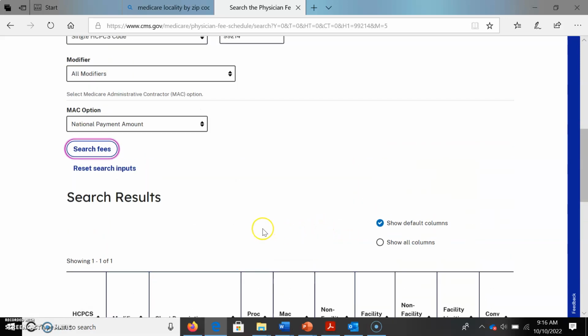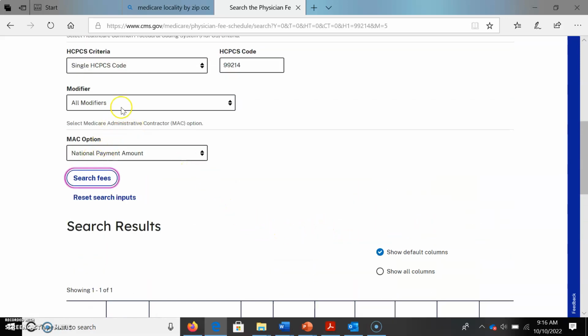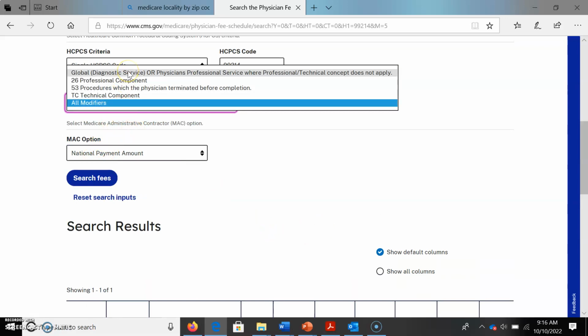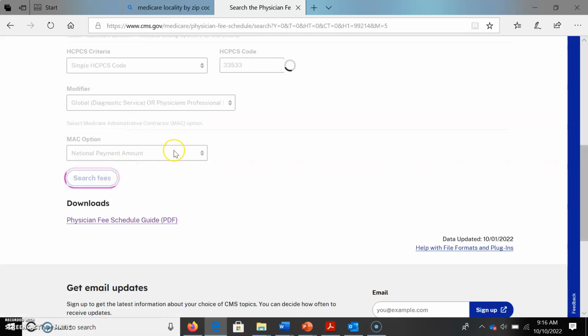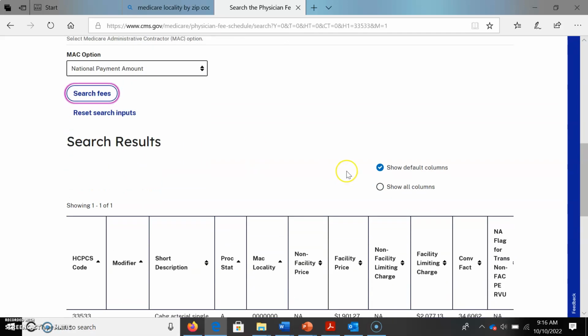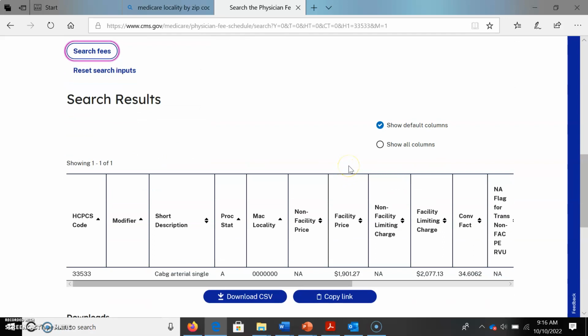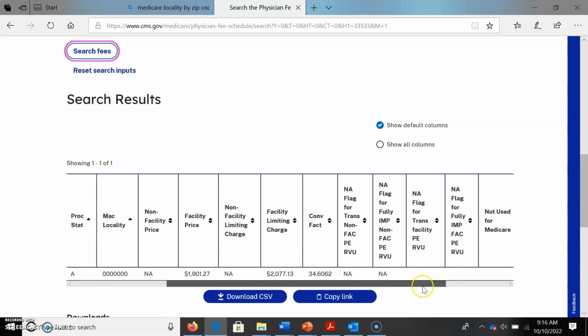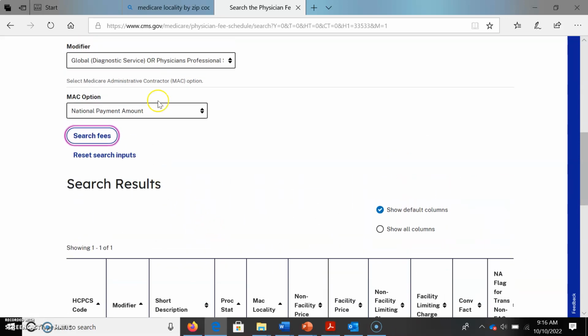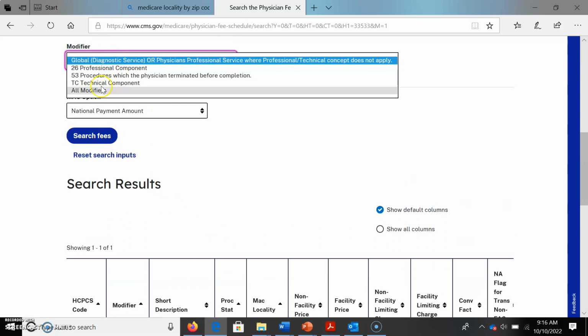Just to show you a couple more things you could do with this. Let's say you're looking for a global period. You could select global here and then I'm going to put in a different code. Let's see, 33533. I think that's a CABG. Hopefully that comes up right. Let's see if it actually shows up. Oh, it didn't show up the way I wanted it to.